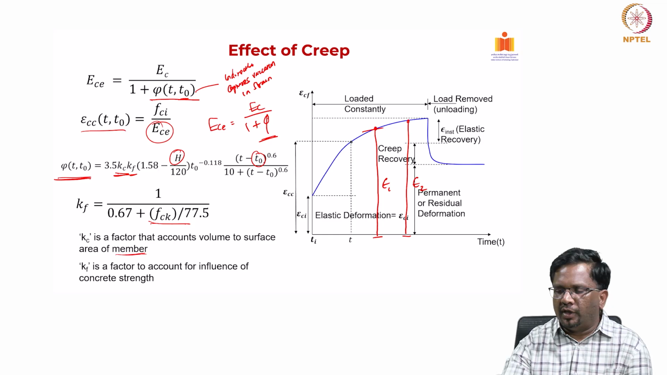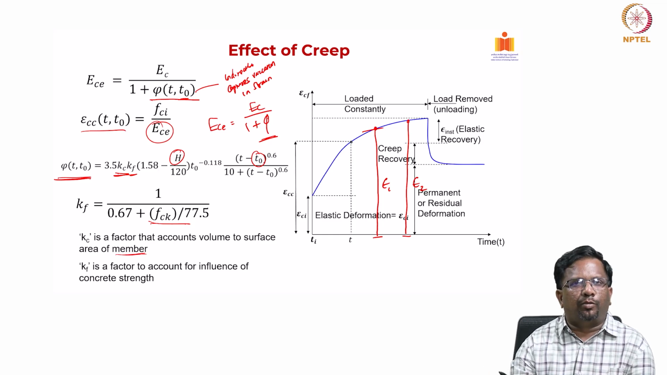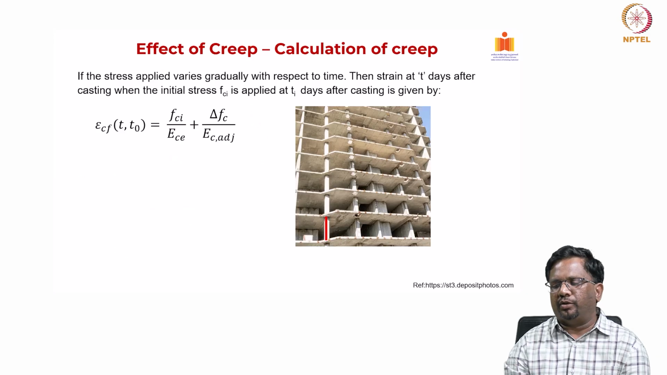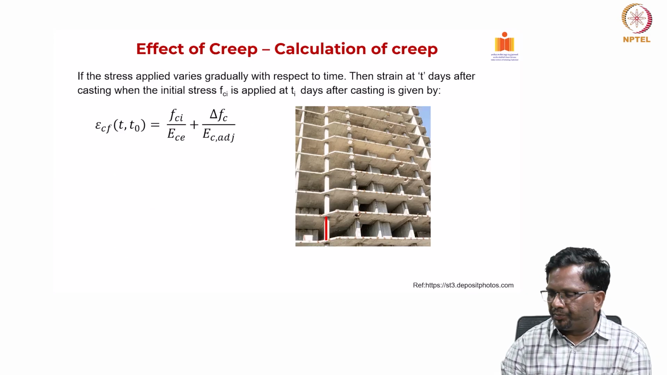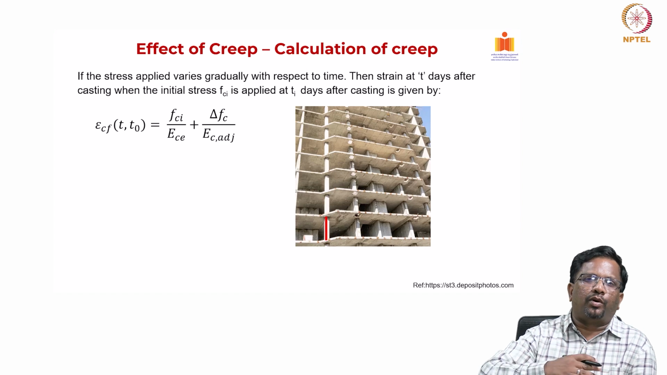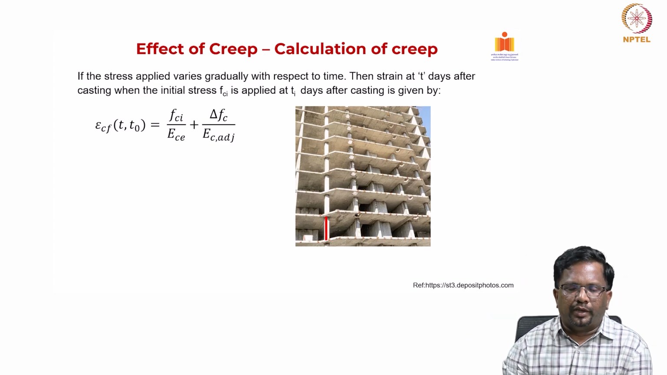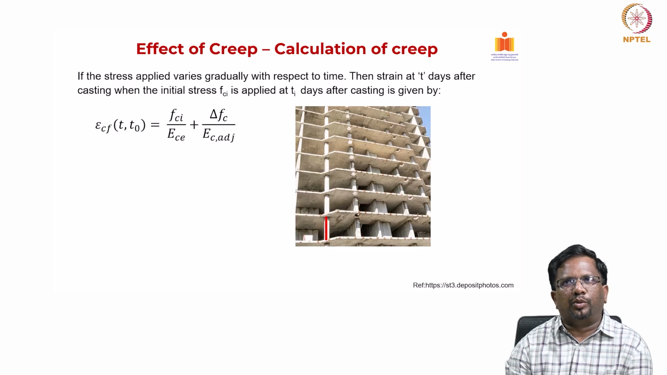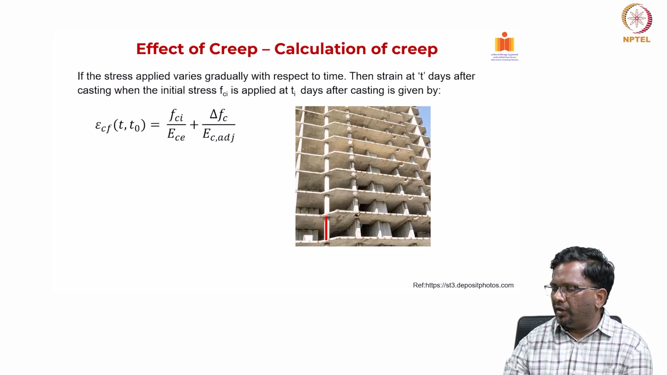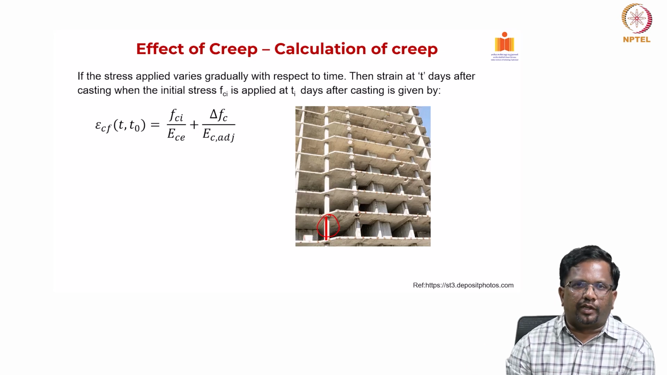Okay, all these factors have to be somehow built into this equation. So, let us see now how we do that. There is one more factor that we need to account for, because creep is happening over a long period of time. Let us say we design a 20-story building like this, and we are trying to calculate in the ground floor column what is the effect of creep.